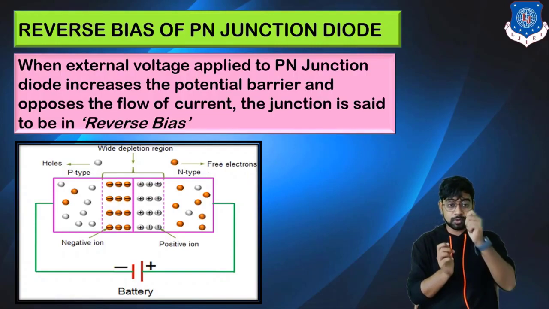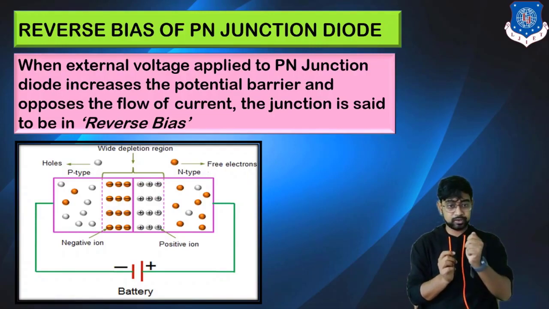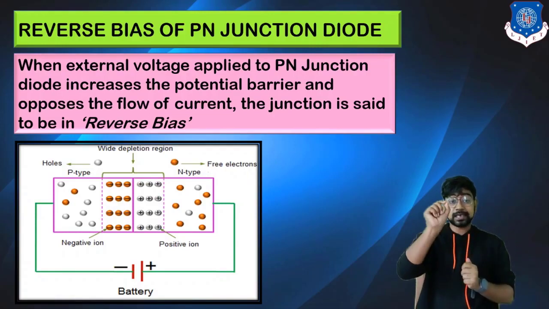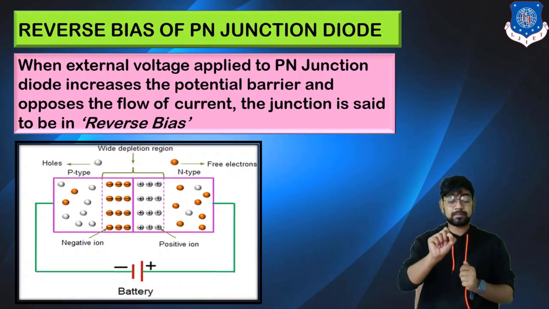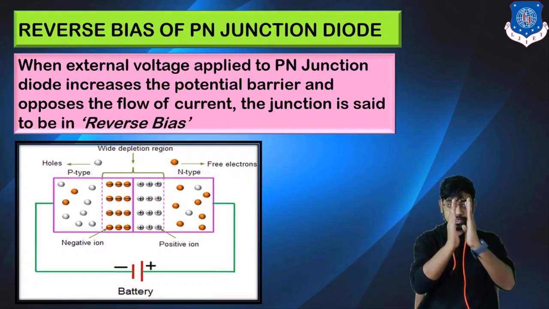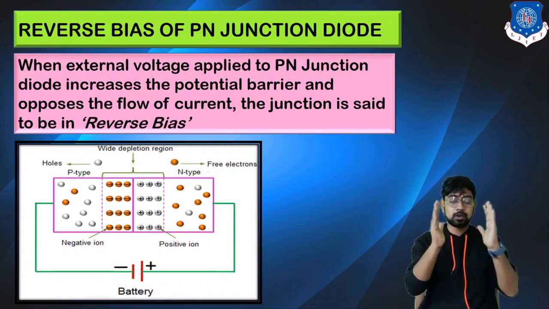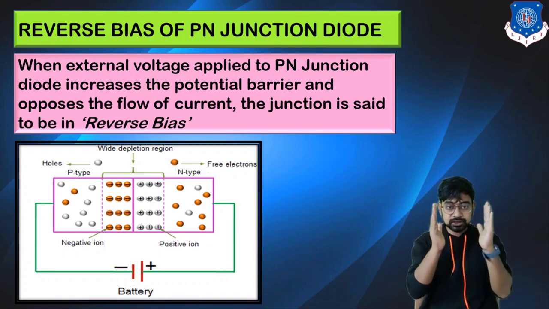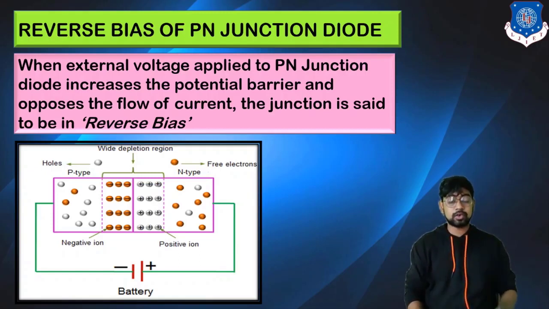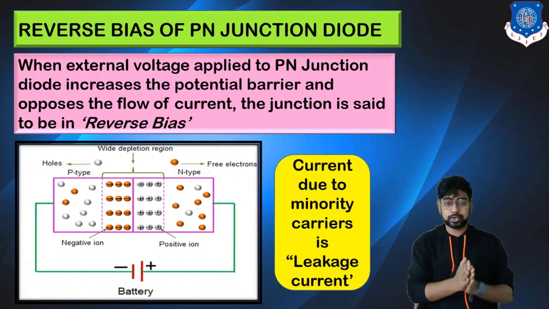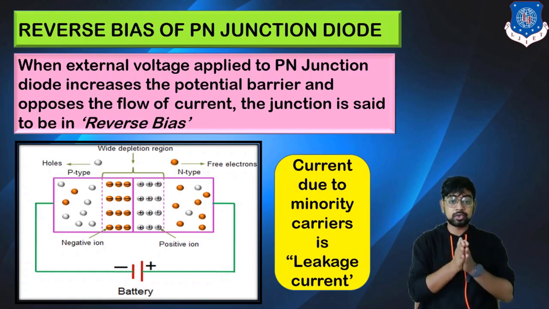Now the holes are attracted towards the negative terminal, and electrons are attracted towards the positive terminal of the battery. Because of that, the depletion region increases slowly and gradually. As the depletion region is larger, it becomes difficult for the carriers to flow through it. The current due to the minority carriers is the leakage current.